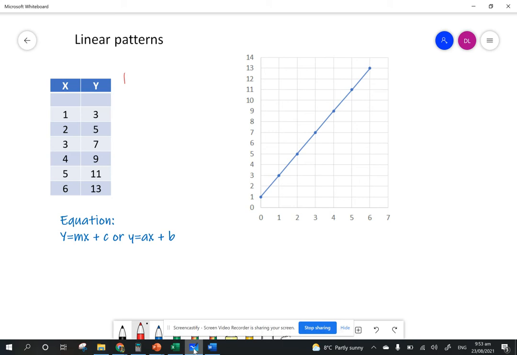We're going to look at quadratic patterns, but before we do that, we're just going to recap on linear patterns. Linear patterns is where you have a table of points, and if you plot those points on a graph, you'll end up with a straight line. So that's what you'll end up with over here if you join the points together.